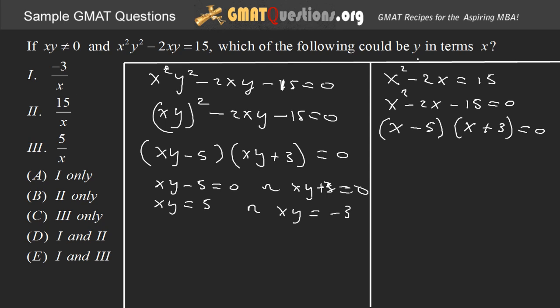We are asked to find y in terms of x, and x is not equal to 0, obviously, because the product is not 0. y is not equal to 0 either. So y is going to be equal to 5 over x, or y equal to negative 3 over x. As you can see, we have number 1 right here, and we have number 3 right here. We don't have number 2. So we have 1 and 3. 1 and 3, it's E.